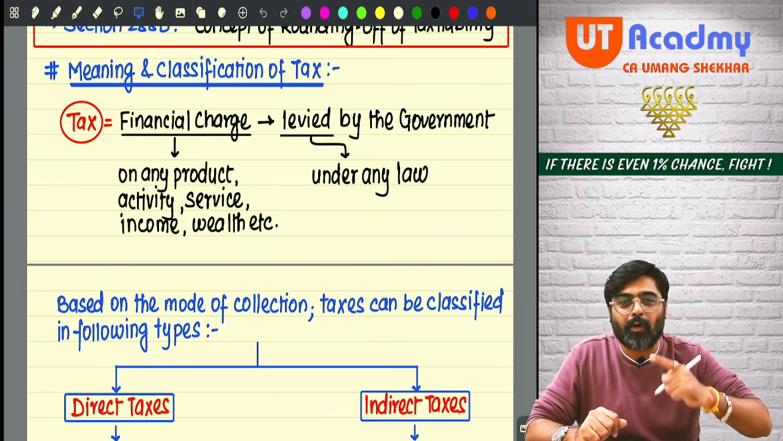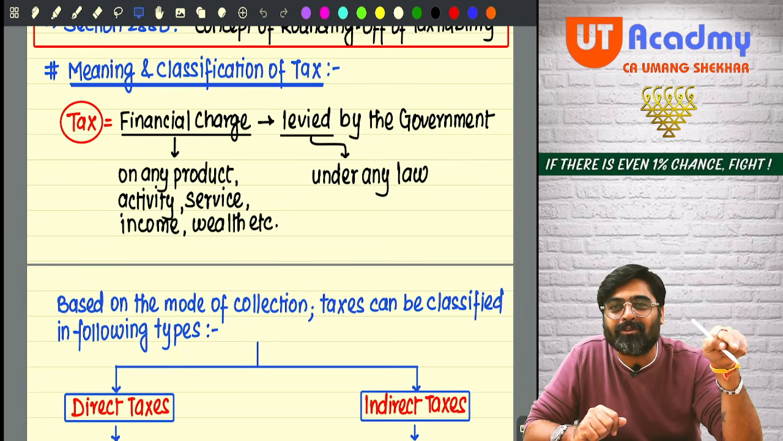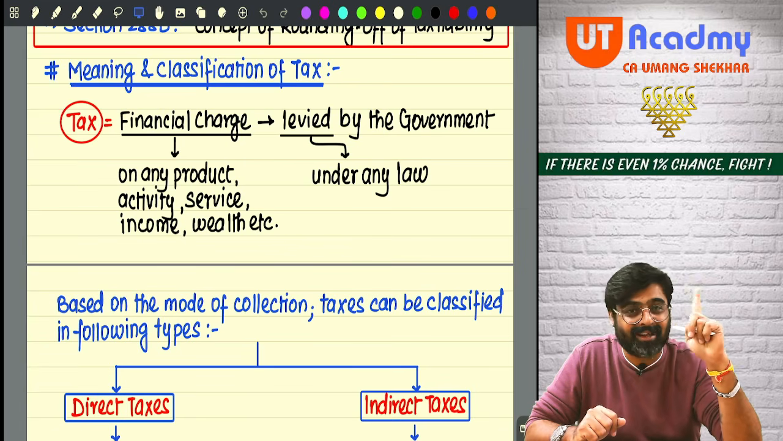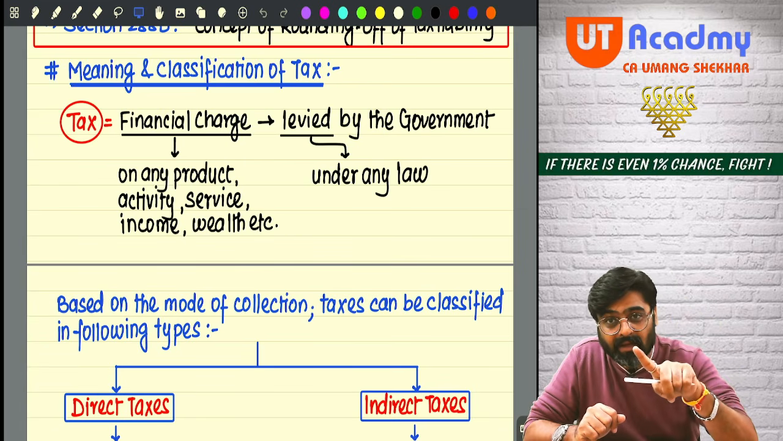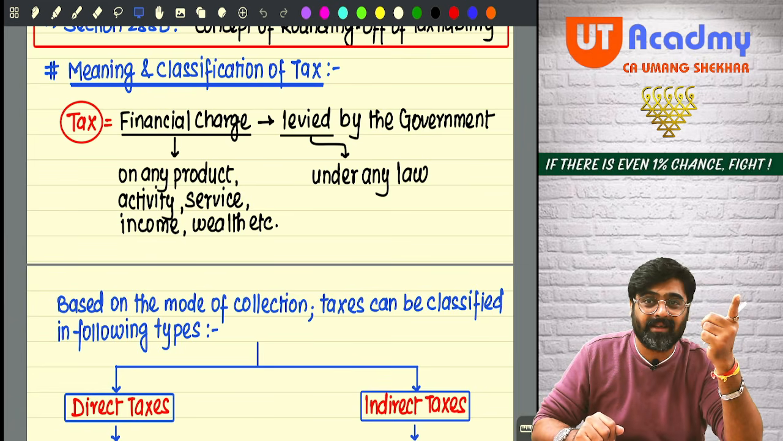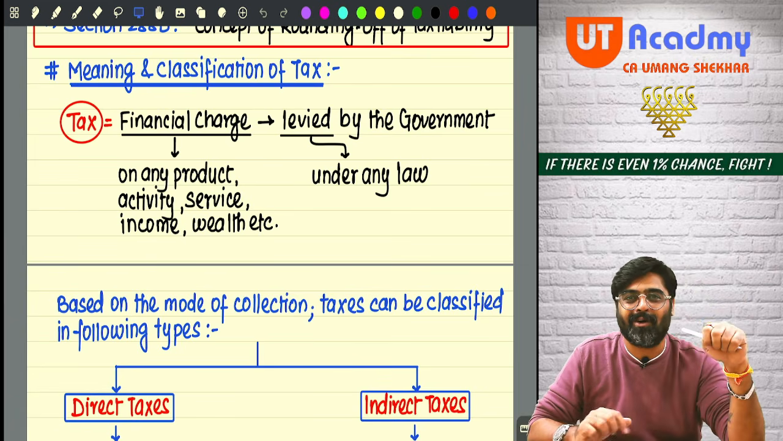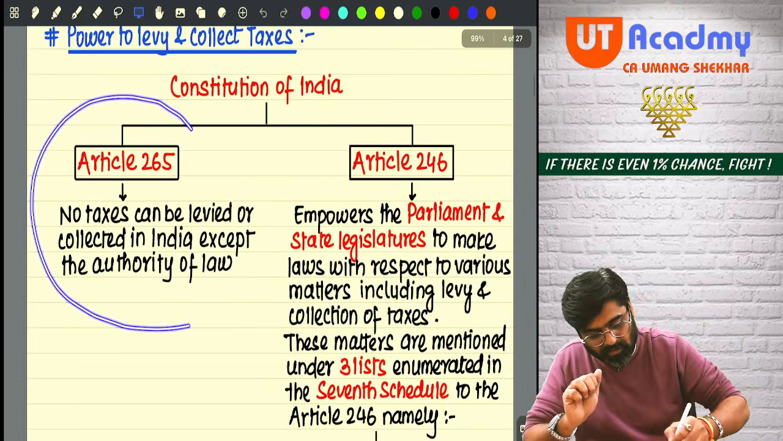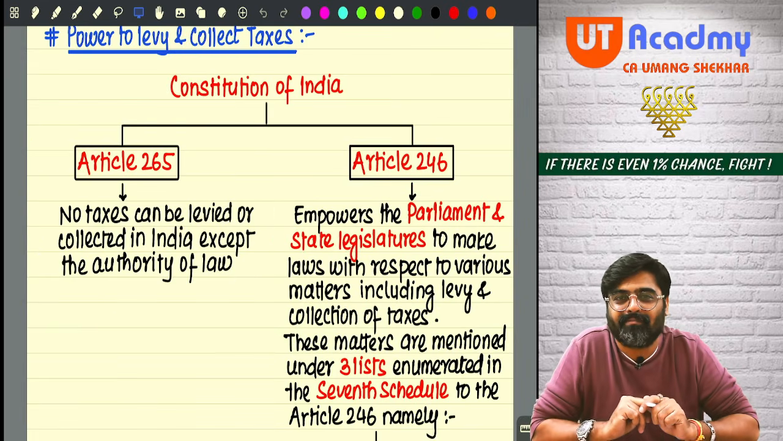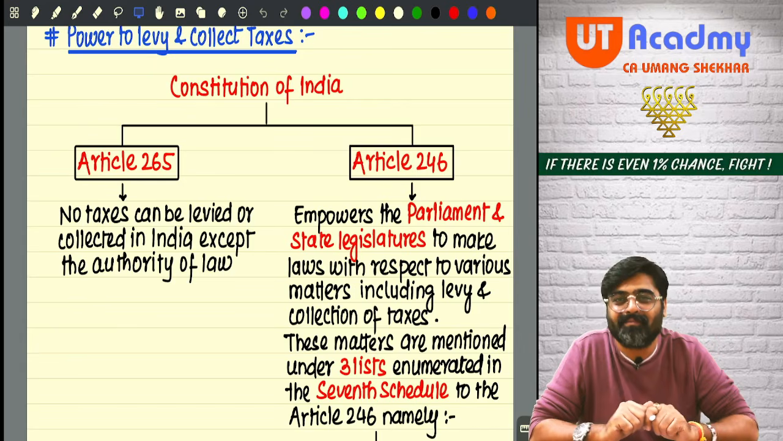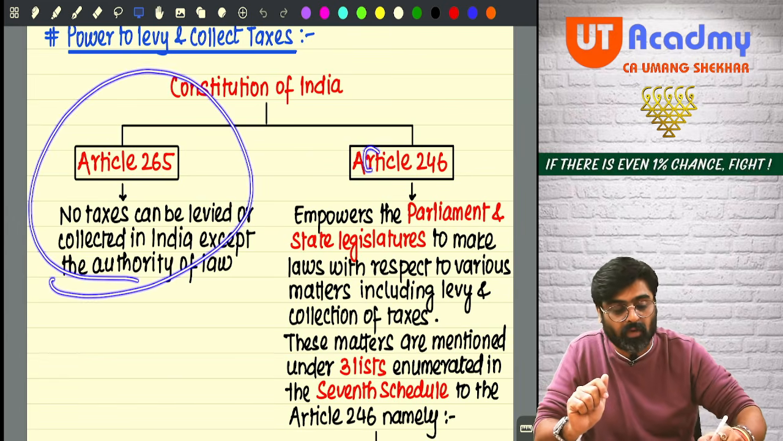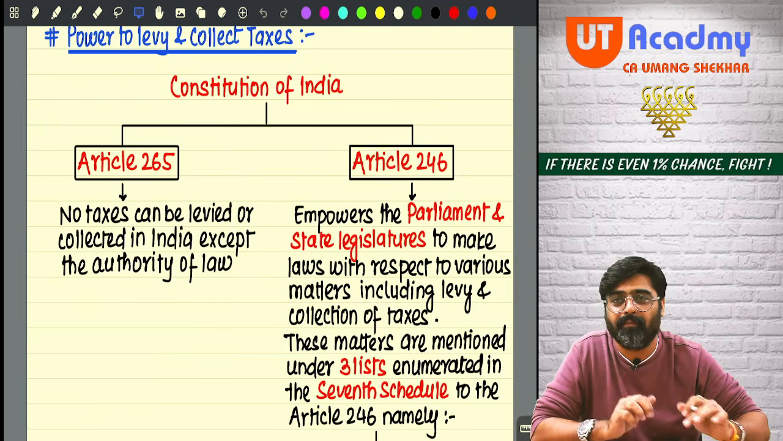Because Article 265 of the Constitution of India restricts that no taxes in India can be levied as well as collected without the authority of law. And that I'll show you here. Come on, see. Constitution of India, Article 265. Read it. That is in front of your screen. Don't read the second part, only read this part, because I am yet to discuss that. Okay.